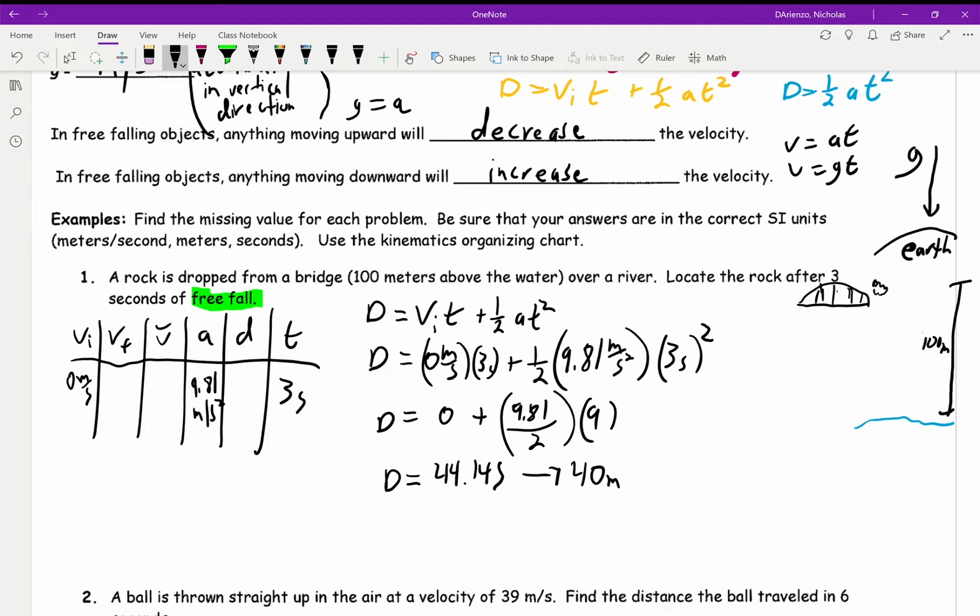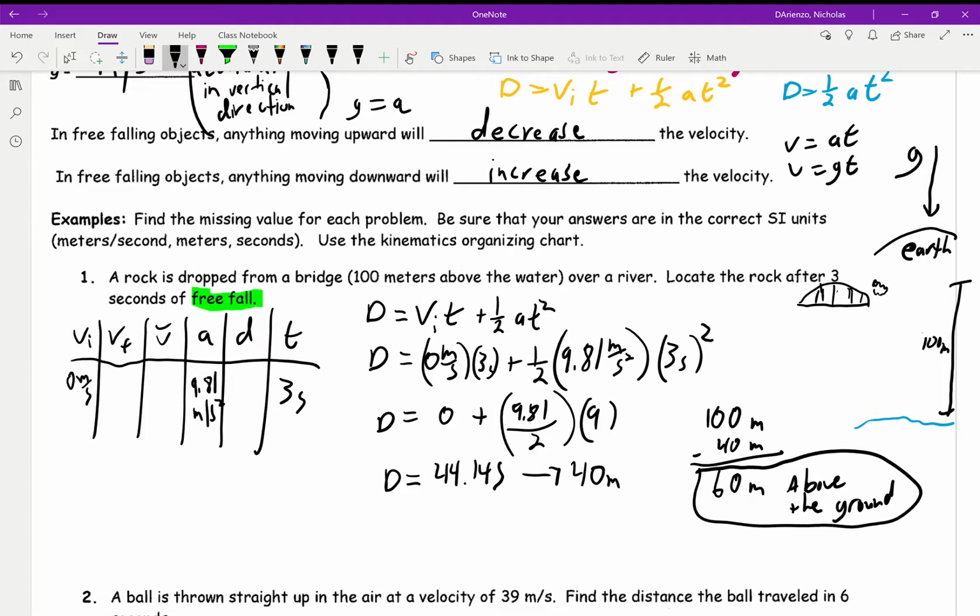Now that just kind of tells us that it's fallen 40 meters. If we want to locate the rock, we kind of need a little bit more there. So what I'm going to say is, well, we dropped it from 100 meters. If it fell 40 meters, where is it? Well, it is 60 meters above the ground. We could also say it's 40 meters below the surface from which you dropped. I kind of like the answer here of saying that it's above the ground. To me, it seems to make more sense as far as locating where it is.